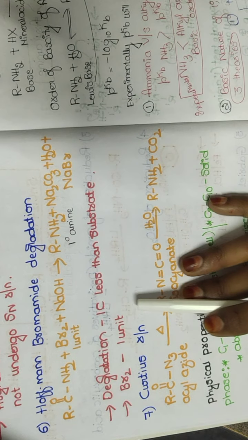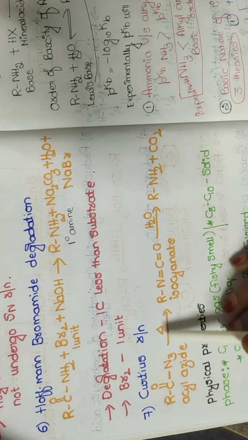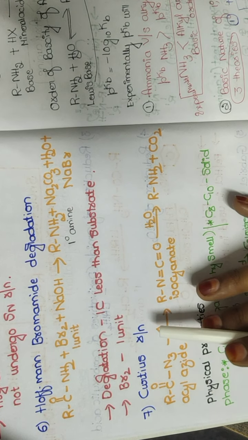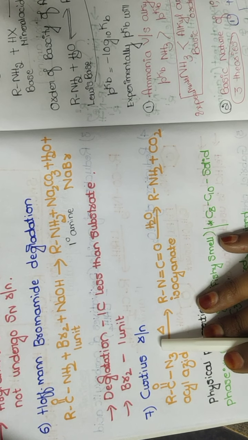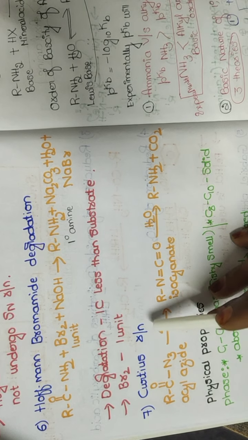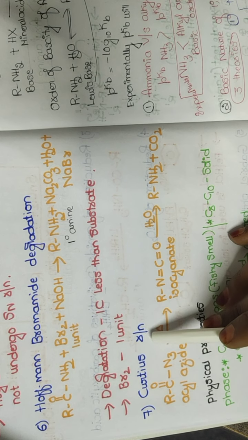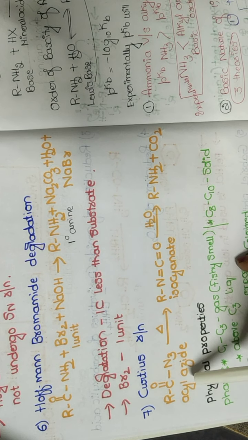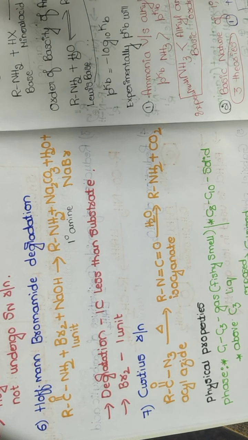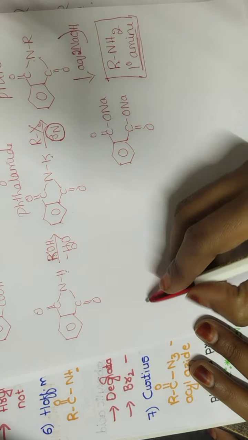Okay, fine. So the last preparation is the Curtius method. Actually, it is one of the rearrangement reactions. You are not aware of rearrangement reactions. So here, Curtius rearrangement. Curtius rearrangement is brought about by using a substrate called acyl azide. Okay, so what do you mean by acyl group?